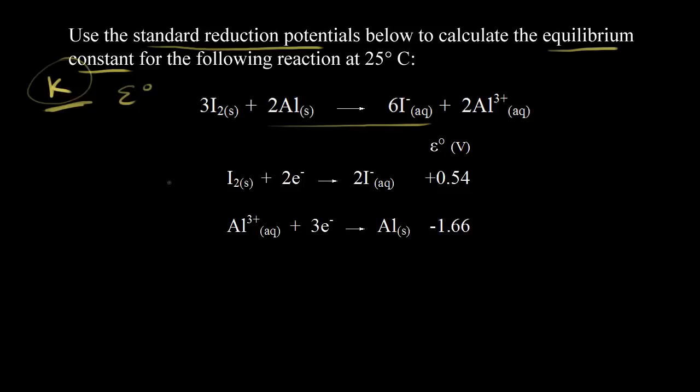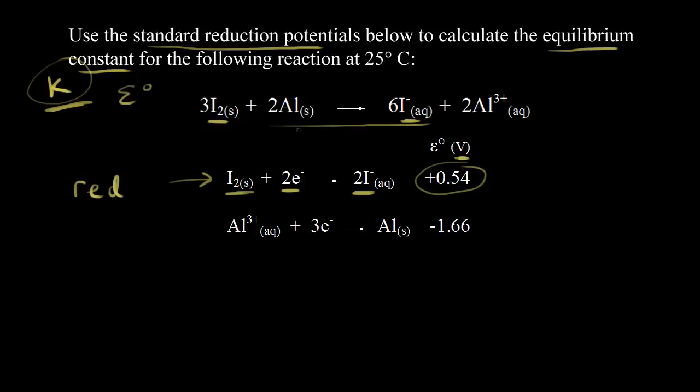So let's start with this first half reaction here, where we see solid iodine gaining electrons, so it's being reduced to turn into iodide anions. The standard reduction potential for this half reaction is positive 0.54 volts. And we can see that's what's happening in our redox reaction up here, right? We're going from solid iodine on the left side, and we have iodide anions on the right side.